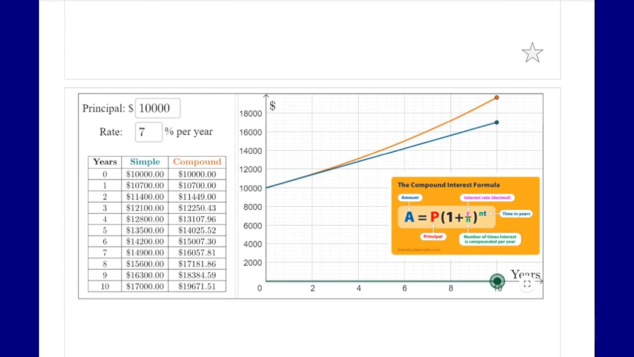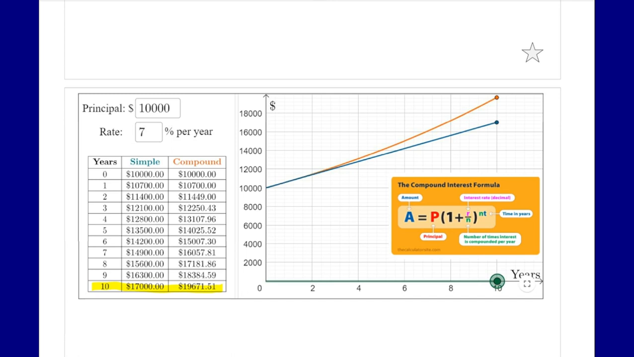over those 10 years, right, if you look at just after the 10 years at the very last one, compound earns you almost an extra $2,600, so $2,671.51. Right? We kind of talked about this before too. Compound interest, the one in orange, is nonlinear. Simple interest is linear. It's the same amount every year.